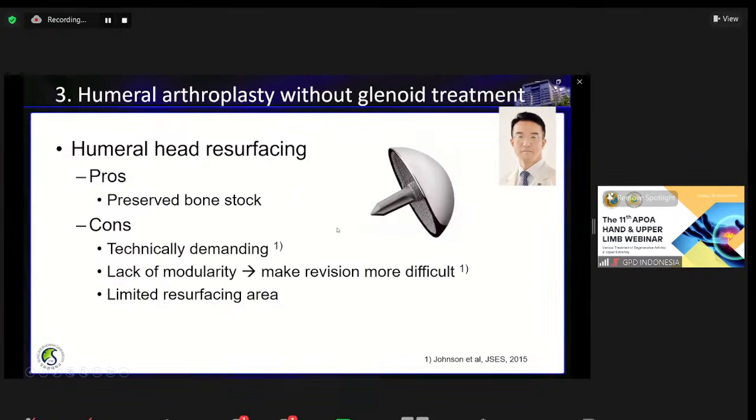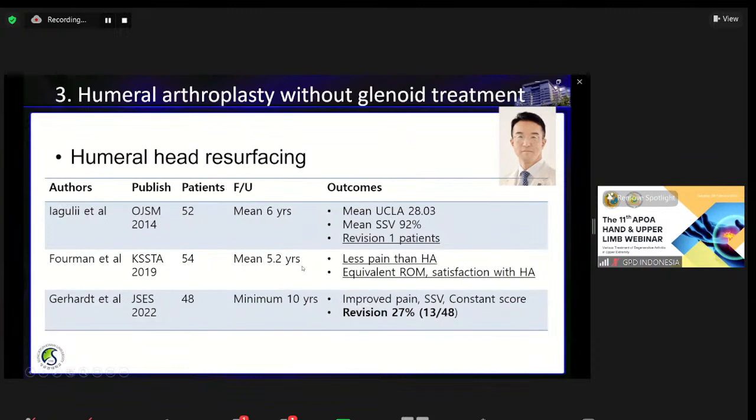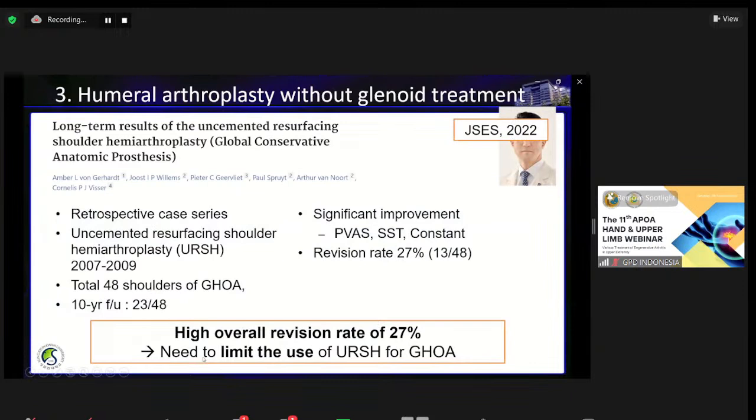And of course, one other thought is, why don't we just get rid of the arthritis and preserve the bone stock? Some people think resurfacing is technically demanding, but there are some papers with 10-year follow-up. The revision rate is roughly the same as hemi. So I think it pretty much coincides with hemi versus resurfacing, and it's a little bit more technically demanding. And sometimes if the metaphysis or the head portion has some other pathology, it's better to do hemi instead of resurfacing.